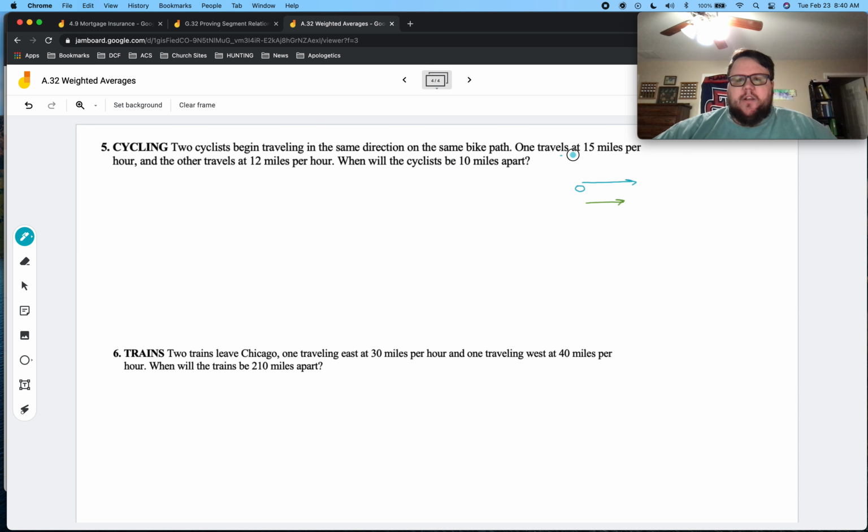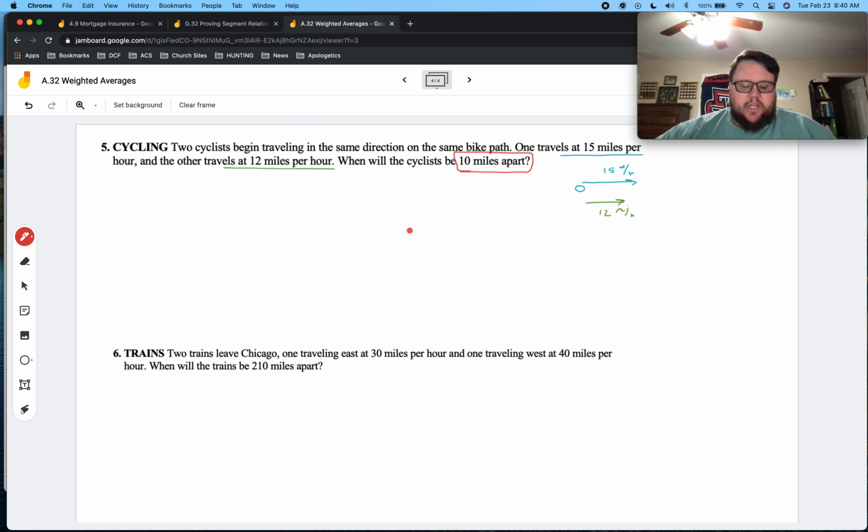So one of the travelers goes 15 miles per hour, so we'll put the blue at 15 miles per hour. And then the other one is 12 miles per hour. All right, and we want to see how long until they are 10 miles apart. How long will it take? So clearly the blue rider is 3 miles per hour faster than the green rider.